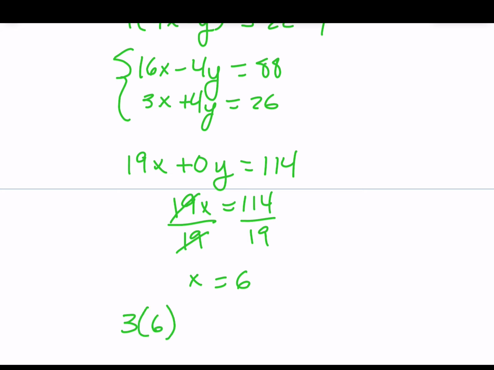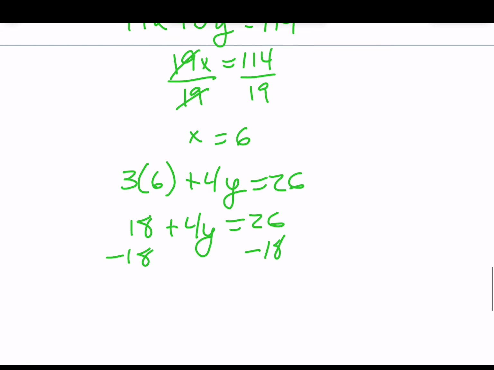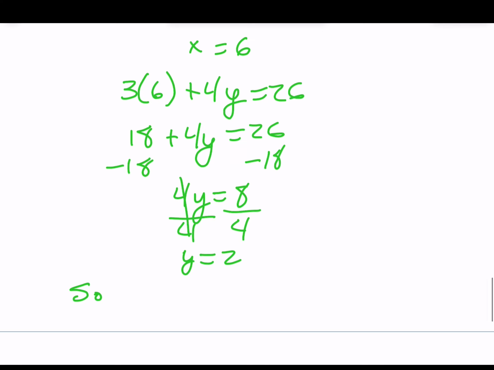Okay, so we can plug in 6 into one of our equations, 3x plus 4y is equal to 26. 3 times 6 is 18, plus 4y equals 26. Subtract 18 from both sides to try and get y by itself. And we get 4y is equal to 8. We can divide both sides by 4. 4's will cancel on the left-hand side, and we get y equals 8 over 4, which is 2.